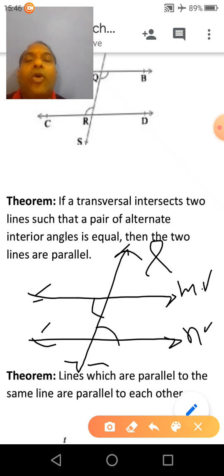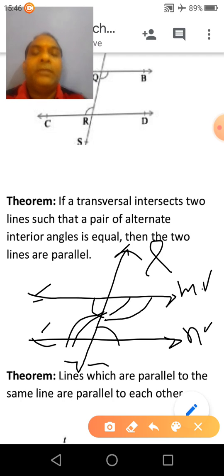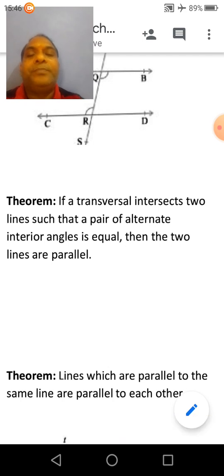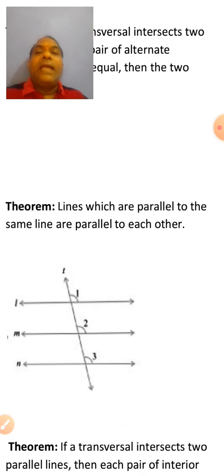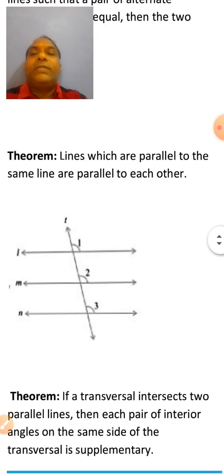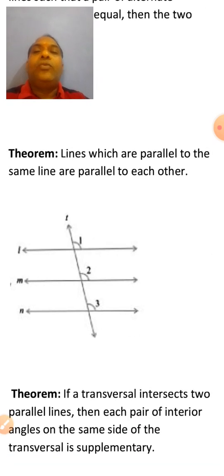Clear? Or if this pair of interior angles, this interior angle is equal to this interior angle, then also line M will be parallel to N. You can say that. Clear? Now next theorem, lines which are parallel to the same line are parallel to each other.